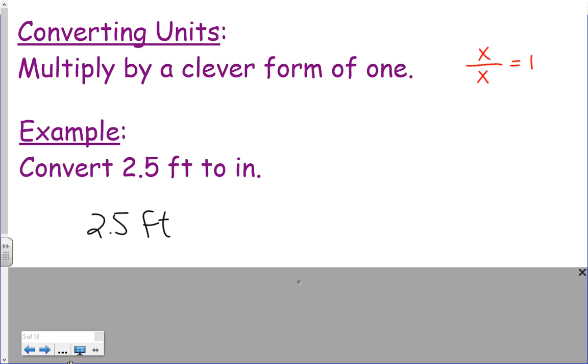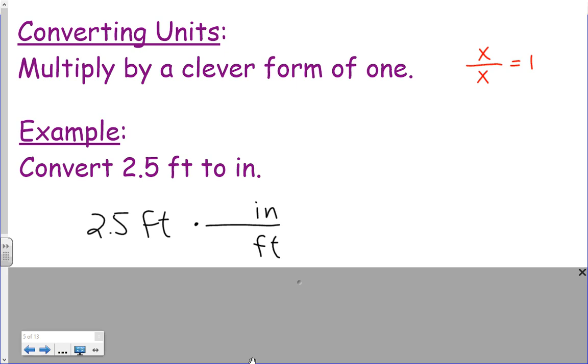If I want to convert to inches, that means I need to multiply this by a clever form of 1. And the clever form of 1 needs to get rid of feet and introduce inches. Well, just realize the feet and the 2.5 are part of the numerator. So I need to multiply by something that has feet in the denominator, so that way the feet will cancel out. And I'm trying to convert this over to inches, so that means I want to have inches in the numerator.